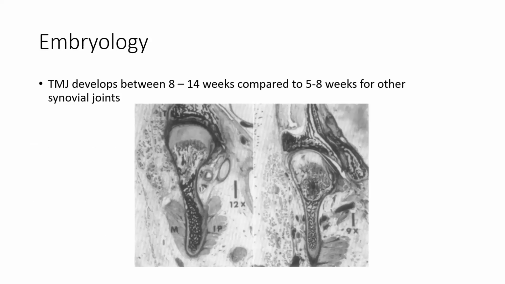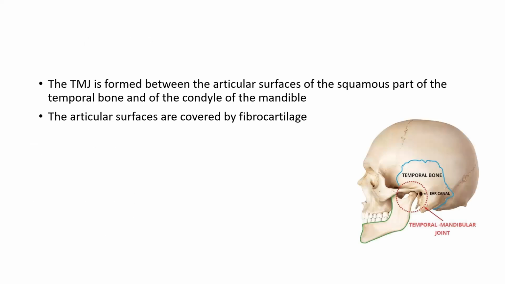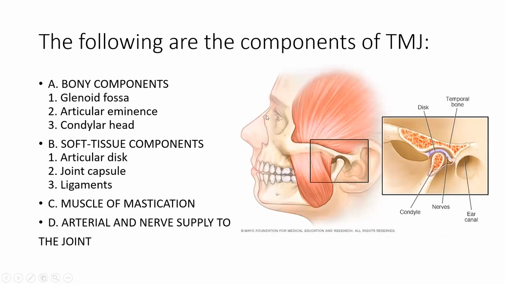Going to the embryology of the temporomandibular joint, the temporomandibular joint develops between 8 to 14 weeks, in comparison to the other synovial joints, which generally develop between 5 to 8 weeks. The temporomandibular joint is found between the articular surface of the temporal bone and the condyle of the mandible. The articular surface of the condyle of the mandible is generally formed by fibrocartilage.